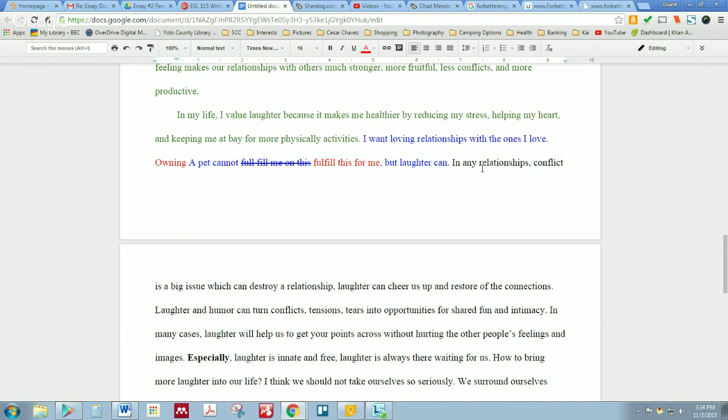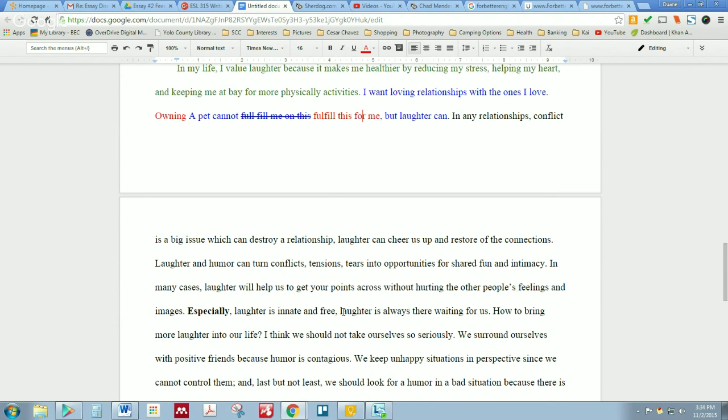And then going back, "in any relationship, conflict is a big issue which can destroy a relationship. Laughter can cheer us up. Laughter and humor can turn conflicts, tears into opportunity. In many cases, laughter will help to get your point across without hurting the other's feeling and images. Especially, laughter is innate and free." So this here is all development.